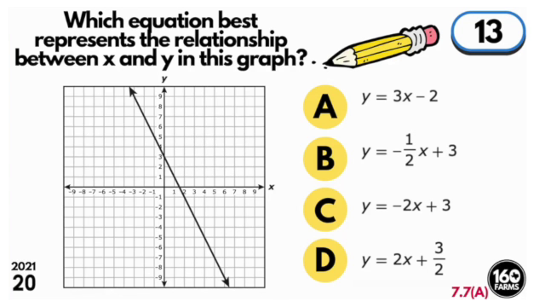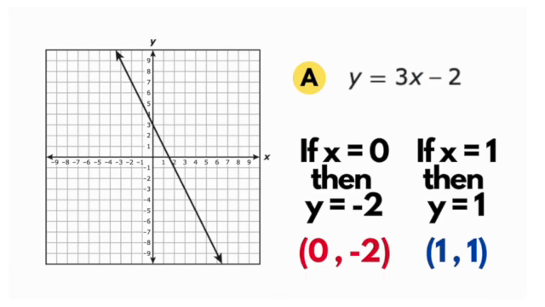Number 20, which equation best represents the relationship between x and y in this graph? We're looking for linear relationships, and these are all in slope y-intercept form. So we have an algebraic equation here, and all we're going to do is plug in a few numbers for x and find our y, which will create a coordinate point. And if these lines are true, both the points, when we substitute 0 and 1, should land on this line. And if they don't, it doesn't work. If they both land, it does work.